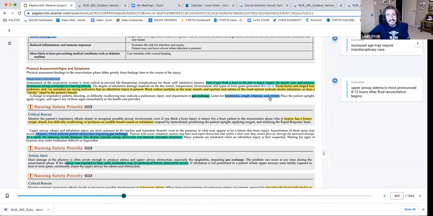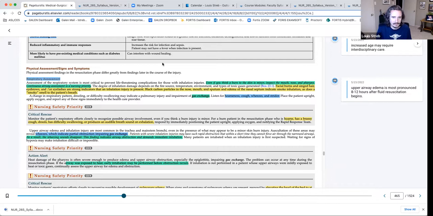Y'all, this might be the time to call rapid response so we can drop an ET tube in them. It even says it down here, critical rescue. If for whatever reason they get hoarseness, a brassy cough, start drooling, have swallowing difficulties, or any kind of audible sound, stridor, whatever, call rapid response, because they're going to die if you don't intubate them shortly.